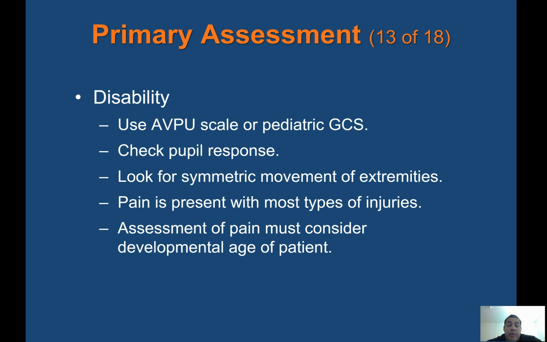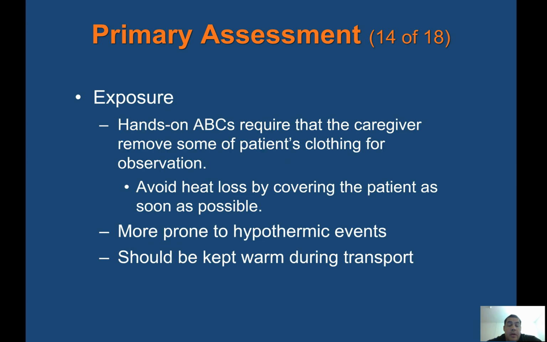Disability. Use the AVPU scale or pediatric GCS. Check pupil response. Look for symmetric movement of extremities. Pain is present with most types of injuries. Assessment of pain must consider the developmental age of the patient. Exposure. Hands-on ABCs require that the caregiver remove some of the patient's clothing for observation. Avoid heat loss by covering the patient as soon as possible. Children are more prone to hypothermic events and should be kept warm during transport.